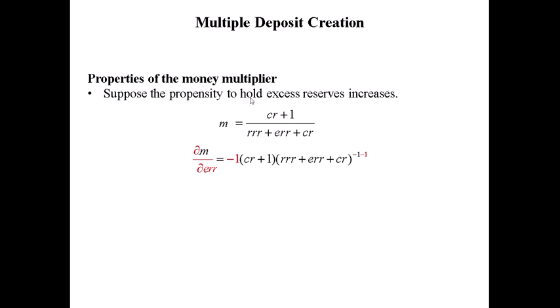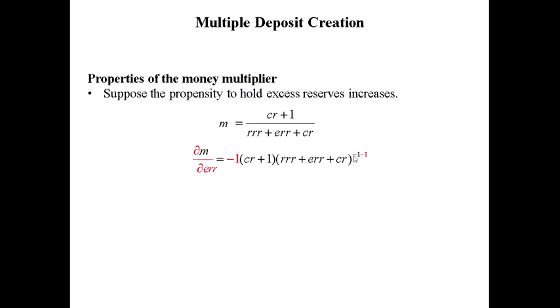Now, we can ask questions like, what happens if the propensity to hold excess reserves increases? And one way to do that is to partially differentiate this with respect to the excess reserves ratio. And when we do that, we use the polynomial rule of differentiation. This down here, we can move it up to the numerator if we make the exponent minus 1. That's why this is minus 1 here.